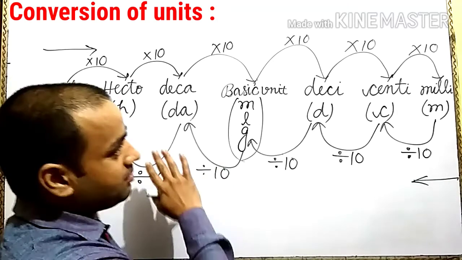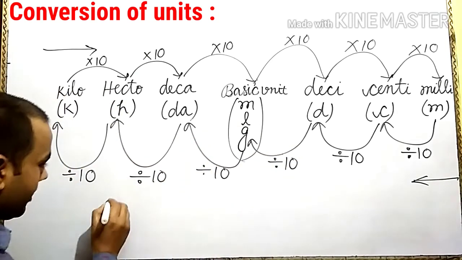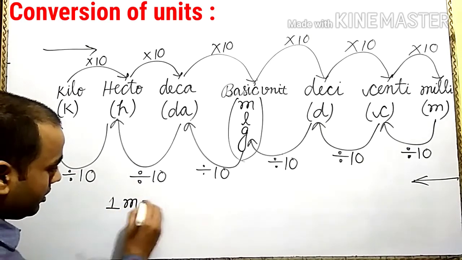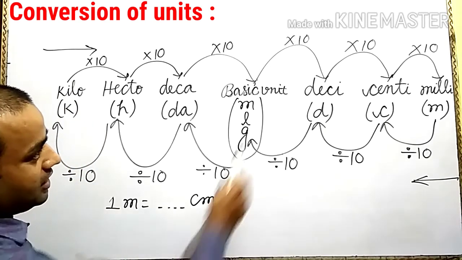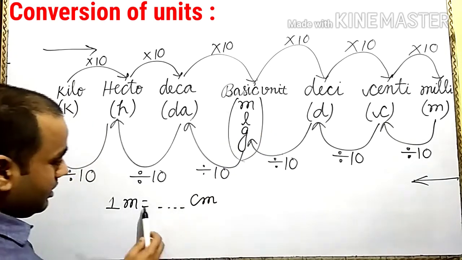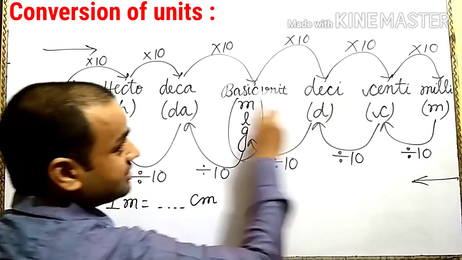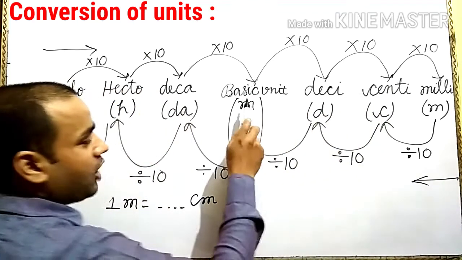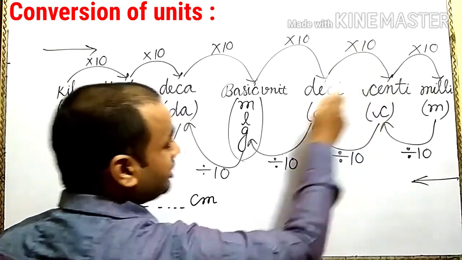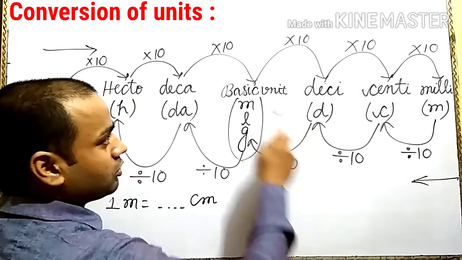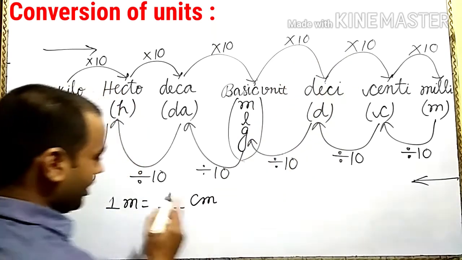All students remember this chart. Is it clear? Use this concept in questions. For example, 1 meter is equal to blank centimeter. Where is meter? The basic unit is meter. Go through to centimeter. Centimeter is on the right side, which means going left to right. How many steps? Basic to deci first, deci to centi. So there are 2 steps. Going from basic to centi, we multiply 10 into 10, 100.